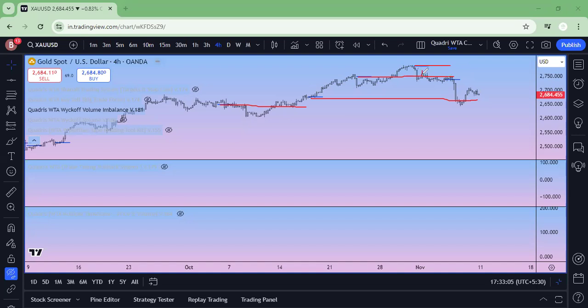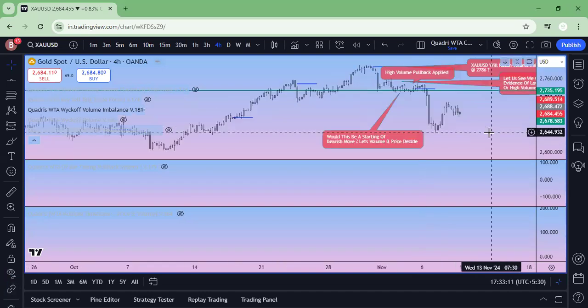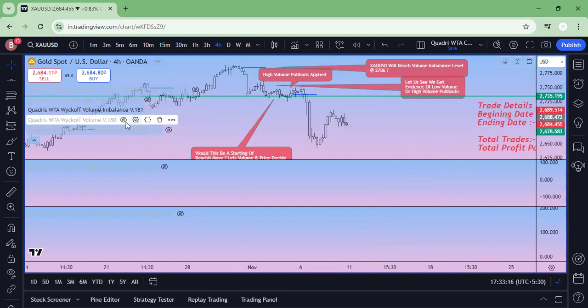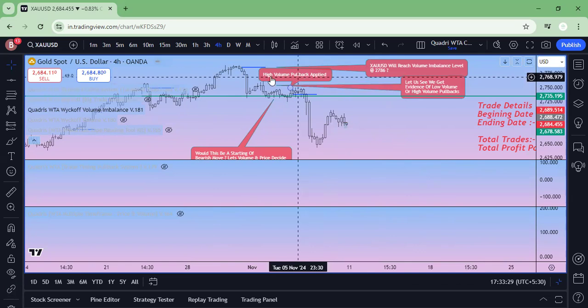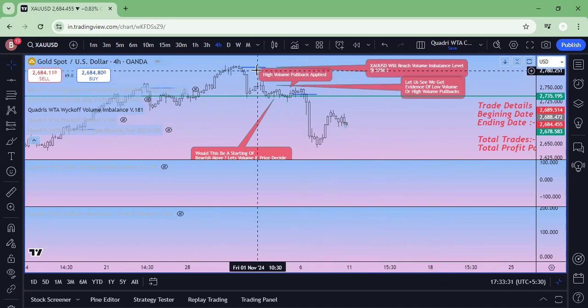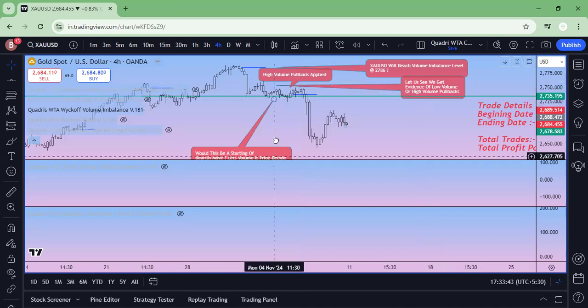So if I open this thing, you would see, I haven't applied the, 278. This is the level of 278. I don't remember the exact date, but I guess it was 3rd November. So from there onwards, I mentioned it over here also.